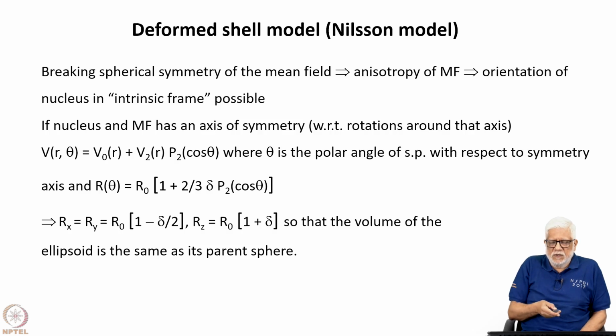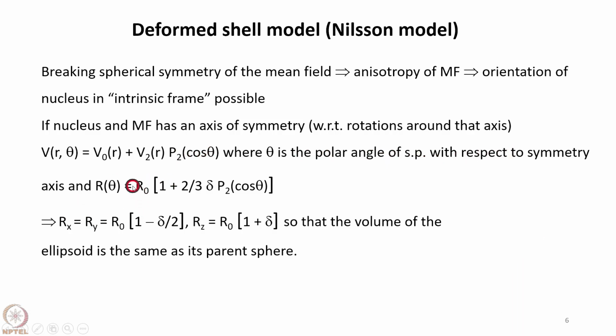and actinide region. And then you can orient the nucleus in an intrinsic frame, so to speak. So if this nucleus and the mean field has an axis of symmetry with respect to rotations around that axis, usually we denote it by the z axis, then the mean field is a function of r and theta. Okay. So you have V equal to V0, which is just dependent on r, plus a V2 term, which is proportional to the Legendre polynomial of second order, which is of course related to cos theta, where theta is the polar angle of the single particle with respect to the symmetry axis.